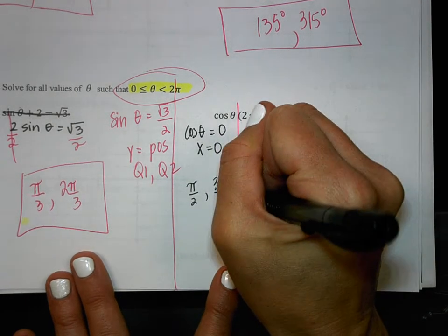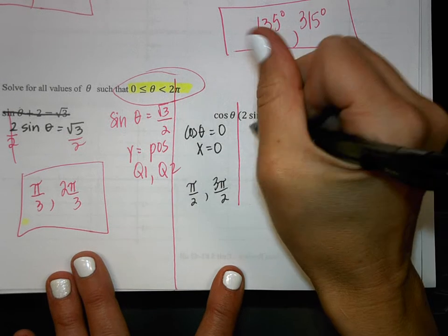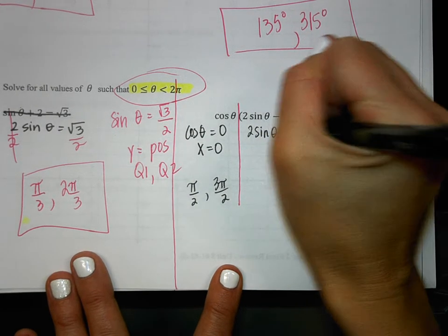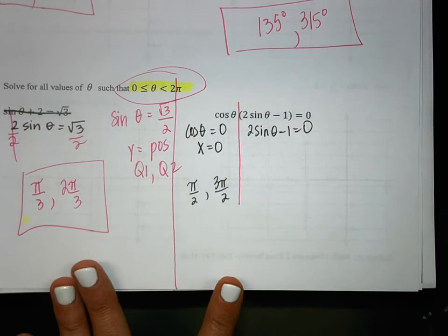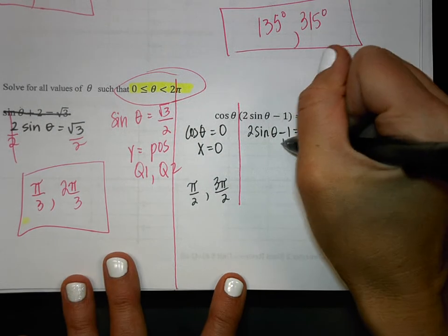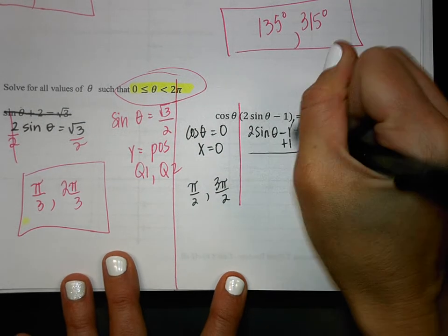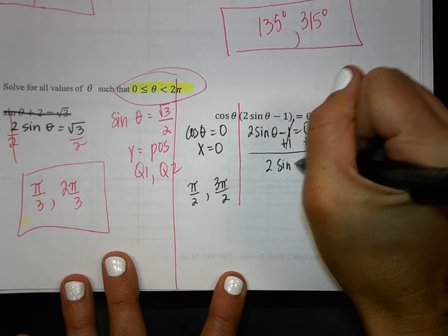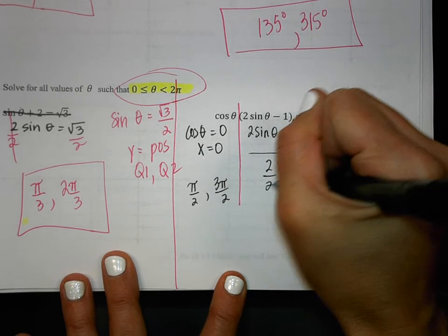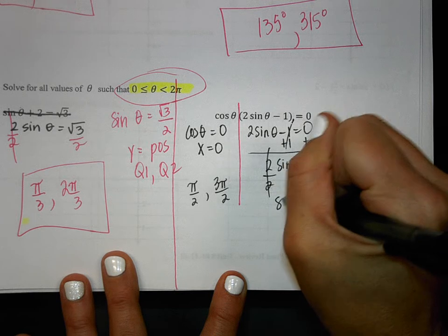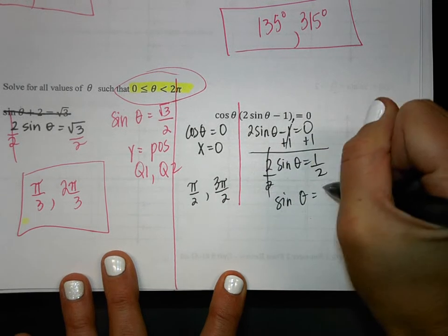Okay, now we solve this other side. We have 2 sine of theta minus 1 equals 0. What would I do to solve this? Add 1. Good. Add 1. Very good. 2 sine of theta equals 1. We divide by 2. And so sine of theta equals 1/2.